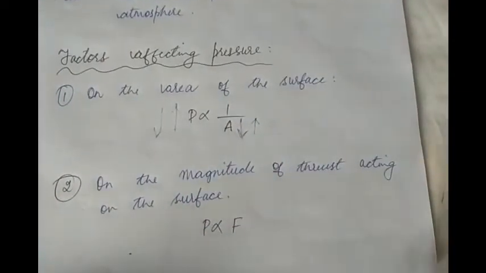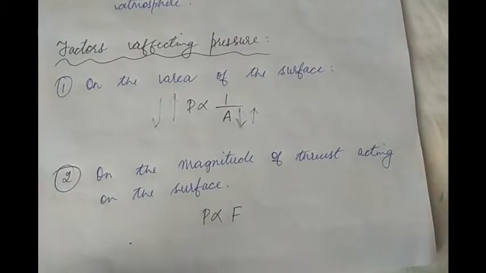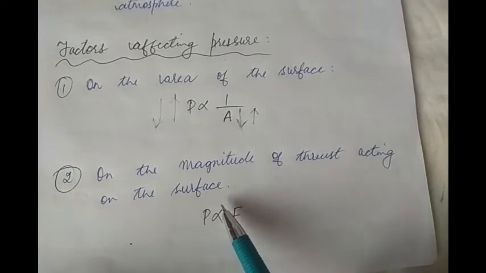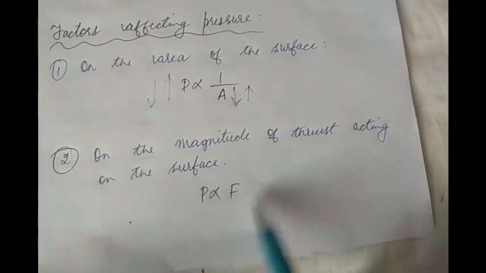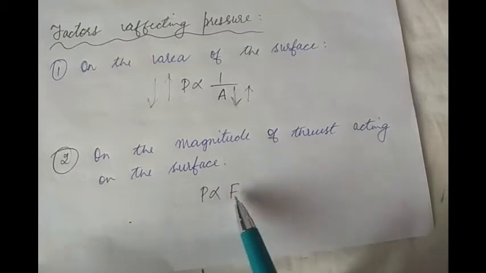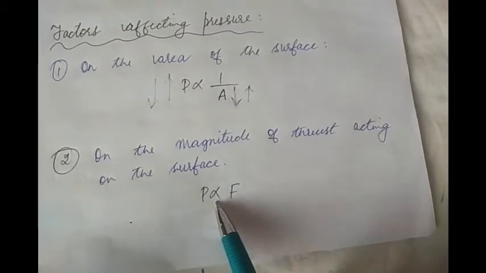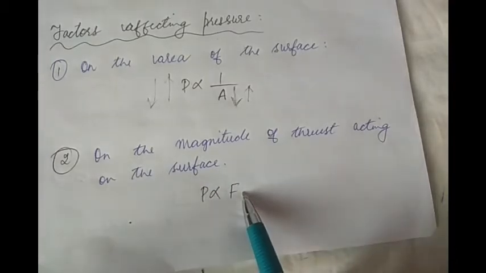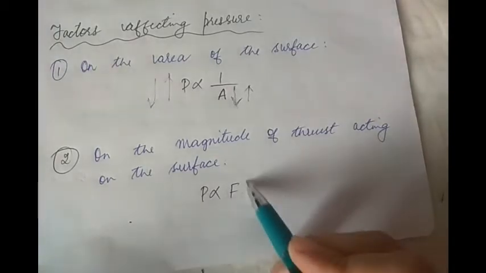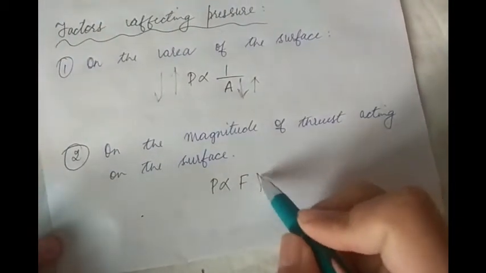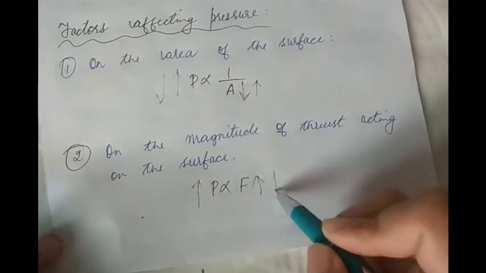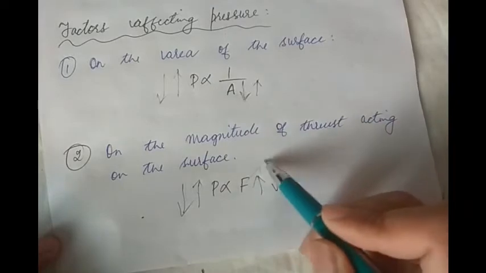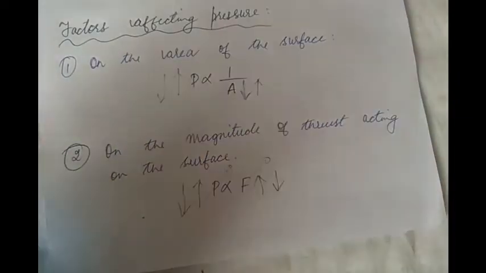Remember that. Now let us look at factor number 2. Factor number 2 is the magnitude of the thrust acting on the surface. Mathematically we write it this way: pressure is proportional to F. This is the proportionality sign. So we read this as pressure is directly proportional to the force or the thrust. This means the more is the thrust, more will be the pressure. The lesser is the thrust, lesser will be the pressure. If the thrust is zero, the pressure will also be 0. This is what is meant by directly proportional.